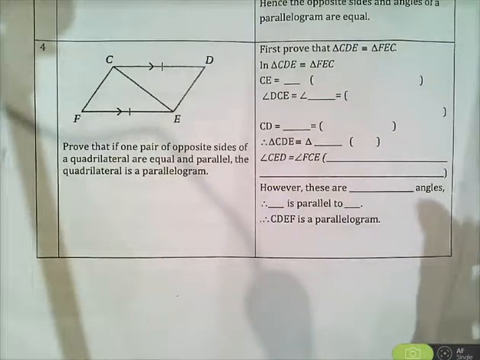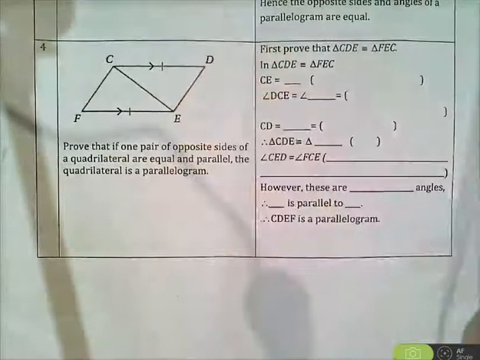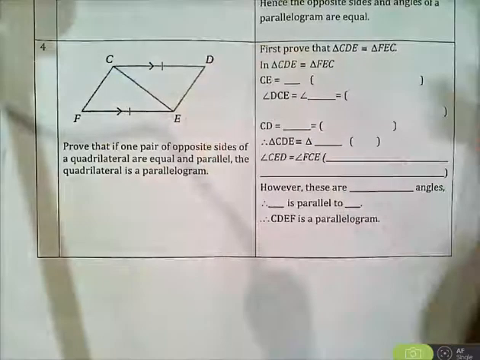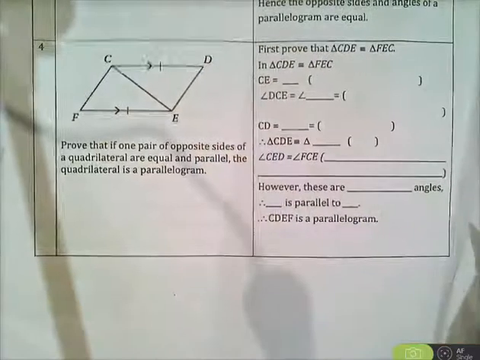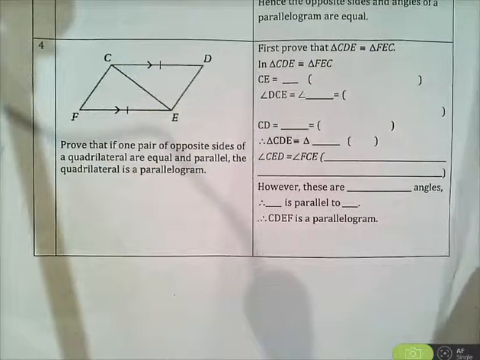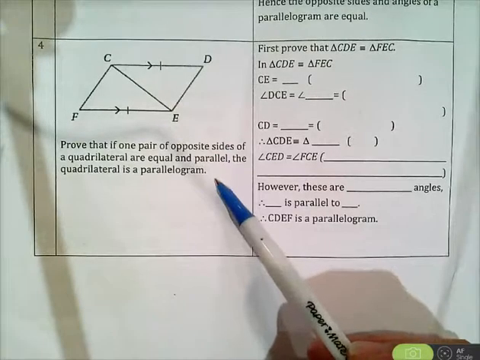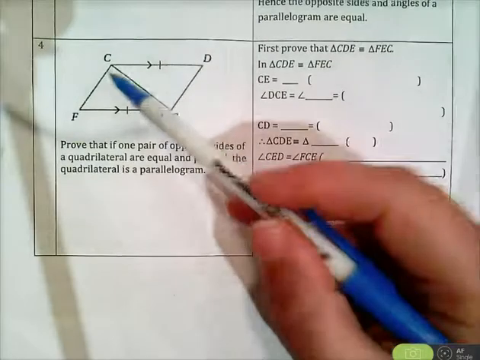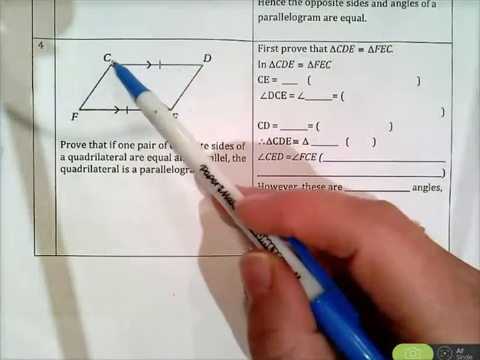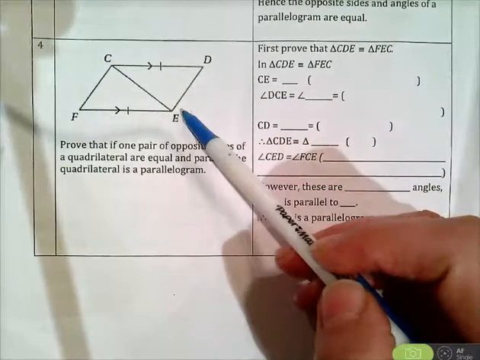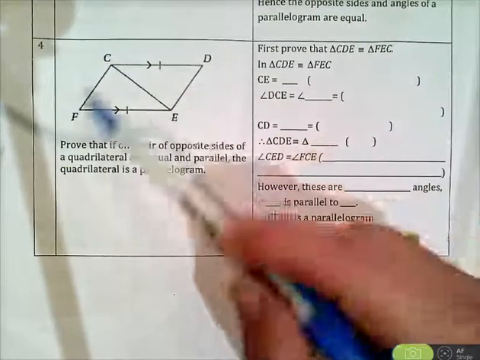Now, the definition of a parallelogram is that a parallelogram is a four-sided shape with two pairs of opposite sides that are parallel. So we've got one pair of opposite sides parallel. So if I can prove that CF is parallel to DE, then I have a parallelogram. To be able to do this, it does not tell you here to prove that the two triangles are congruent, but we do have to prove that first. So we're going to say, first prove that triangle CDE is congruent to triangle FEC.